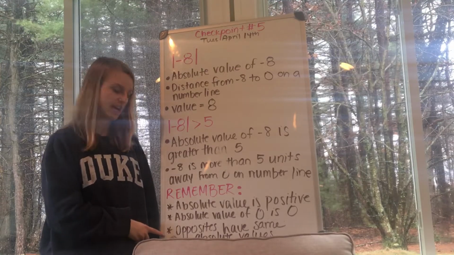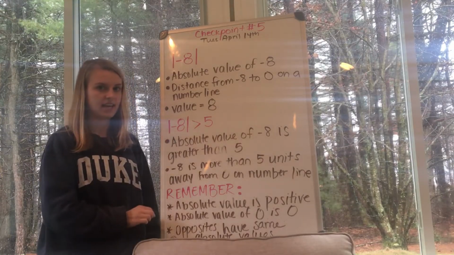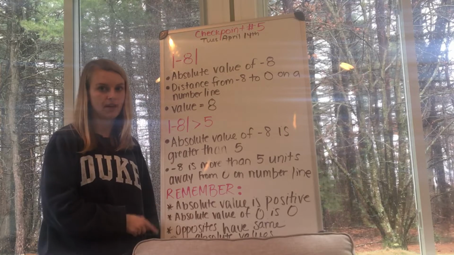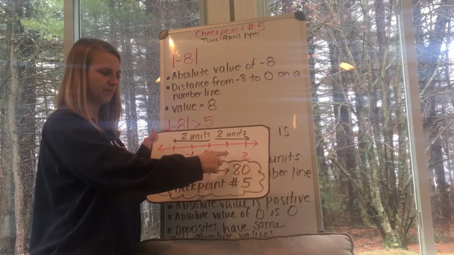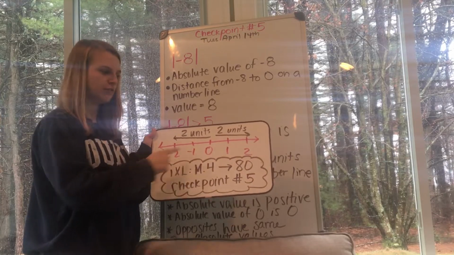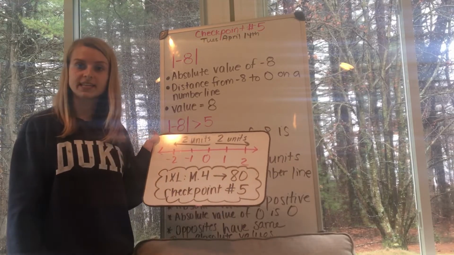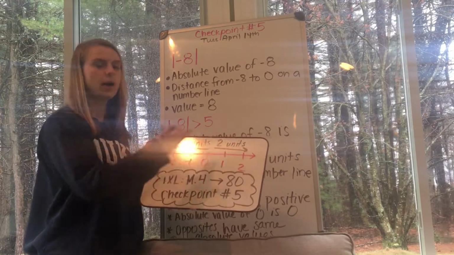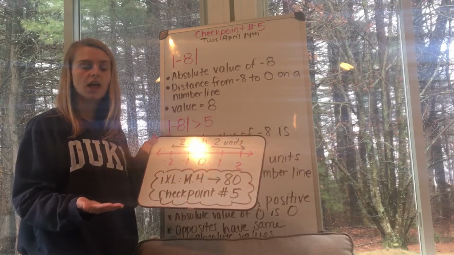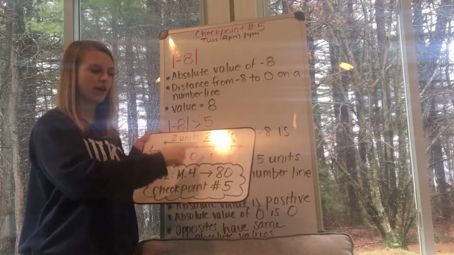And the last reminder is that opposites have the same absolute value. I'm going to show that here. We have a number line. And if we're talking about -2 and 2, those are opposites. -2 is a negative number. +2 is, of course, positive. They're both 2 units away from 0.